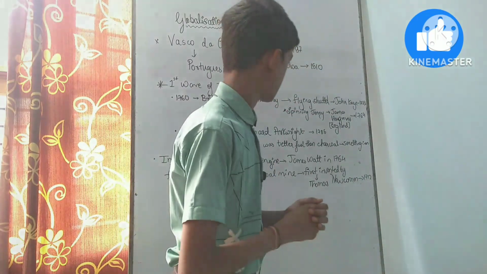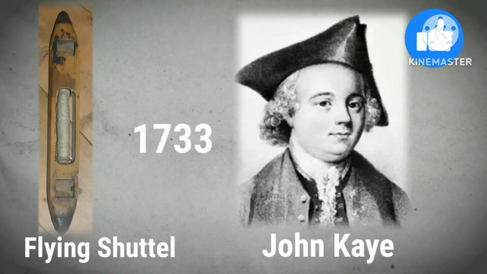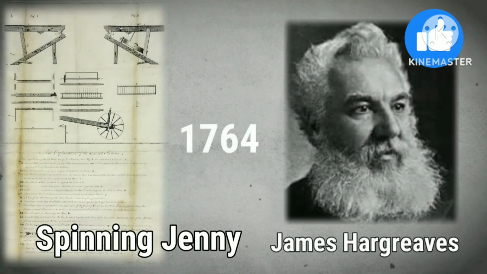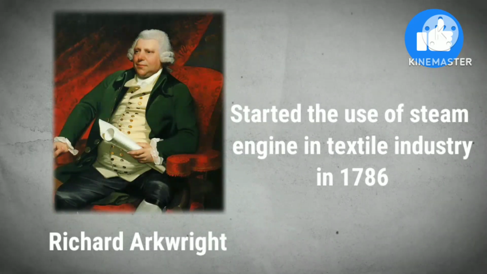In the textile industry, the flying shuttle was invented by John Kay in 1733 itself, but came into use in this period. And the spinning jenny was invented by James Hargreaves in 1764 in England. Then the steam engine, to be specific, the use of the steam engine in the textile industry, which was started by Richard Arkwright in 1786, boosted the speed of industrialization in the textile industry.